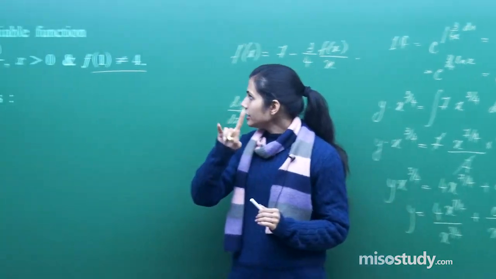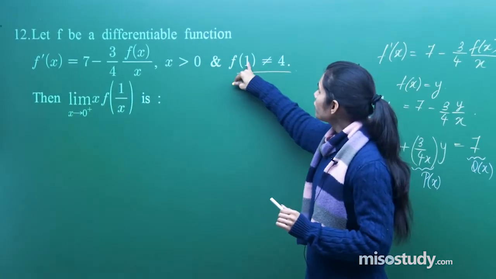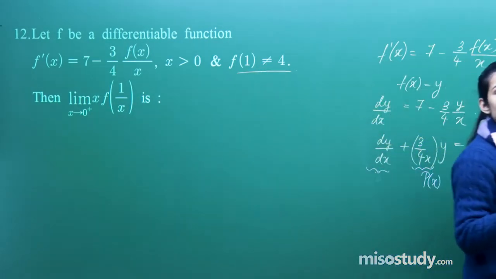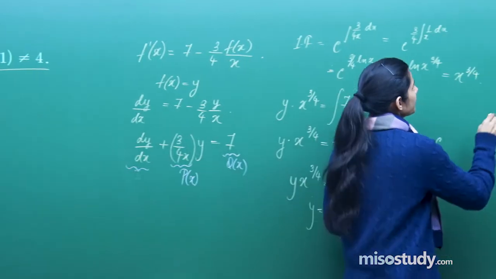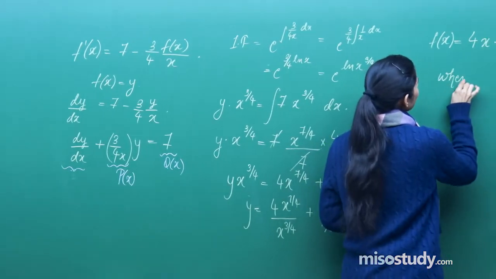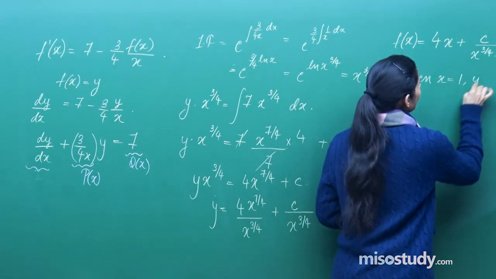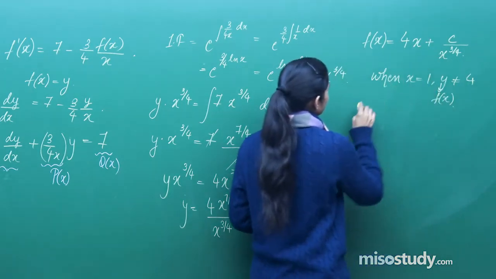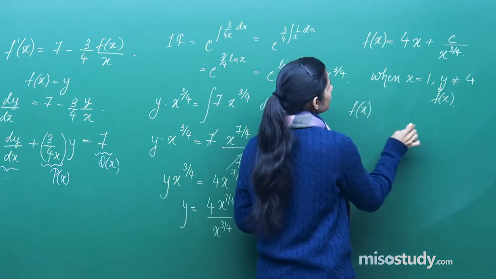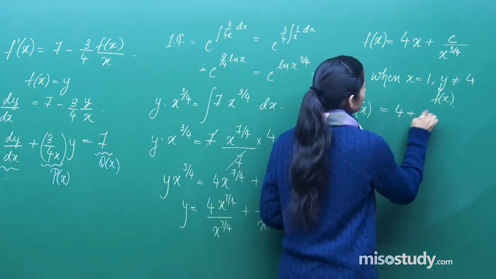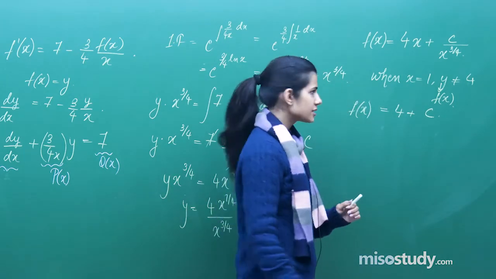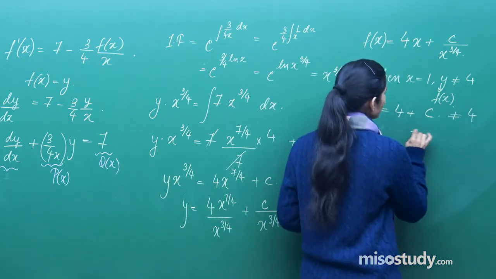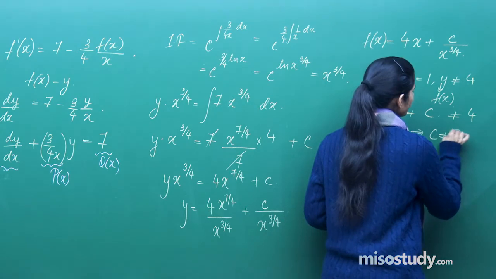But one thing, let me tell you, f of 1 is not equal to 4. Try to get this, f of 1 is not equal to 4. That means when x is equal to 1, y is not equal to 4, y is same as f of x. Let's see. What is y when x is equal to 1? When x is 1, you get 4 plus c as f of x. It's not equal to 4 means 4 plus c is not equal to 4 implies c is not equal to 0.